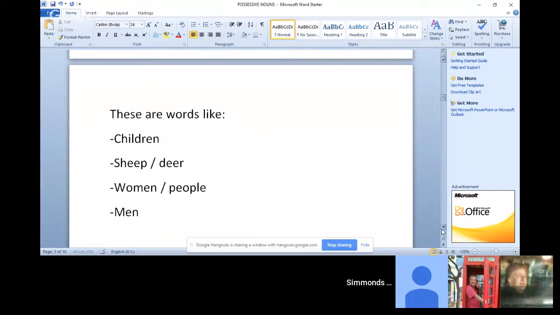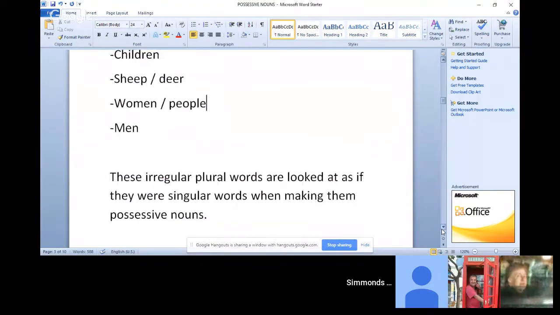All right, so moving on. So here's like exception one, basically. Okay. Can you read this little description for us? Okay. These irregular plural words are looked at as if they were singular words when making them possessive nouns. Okay. So, any questions with this? Oh, it's confusing, right? Phonetically confusing, maybe. Yes. So basically, with these kinds of words, we will pretend that they are singular nouns, even though they're plural. Okay. But that's why we are going to add an apostrophe S. We're not going to use it in any other way. Does that make sense?